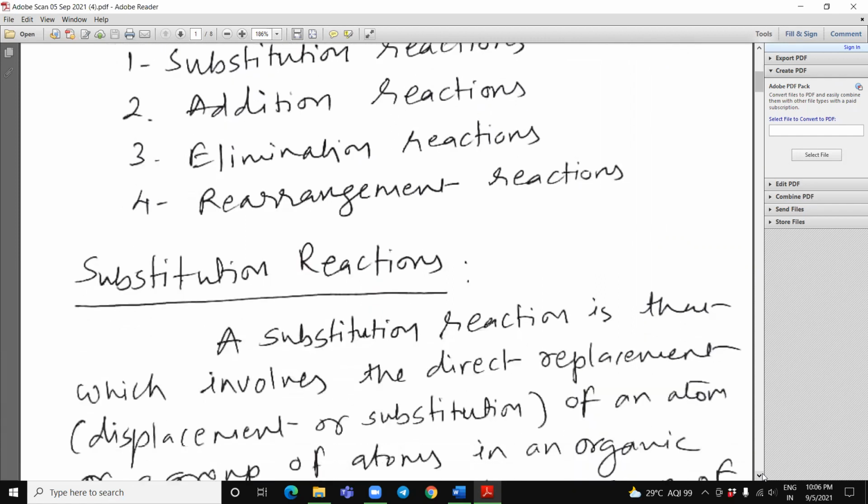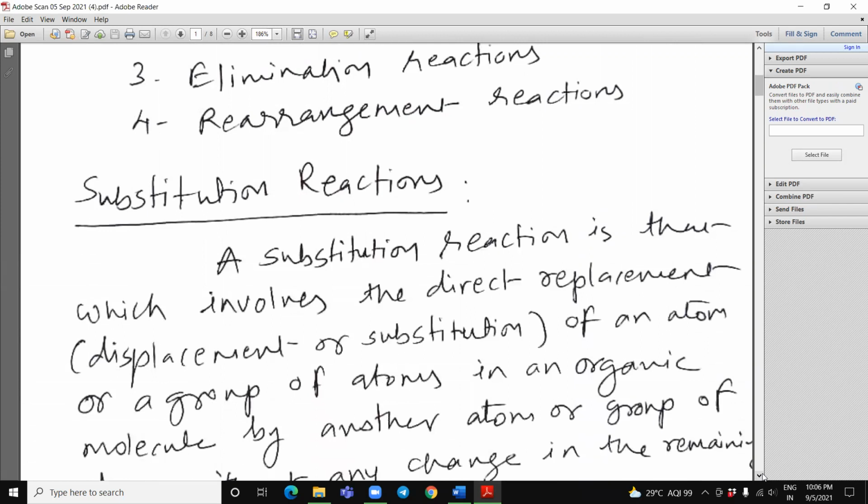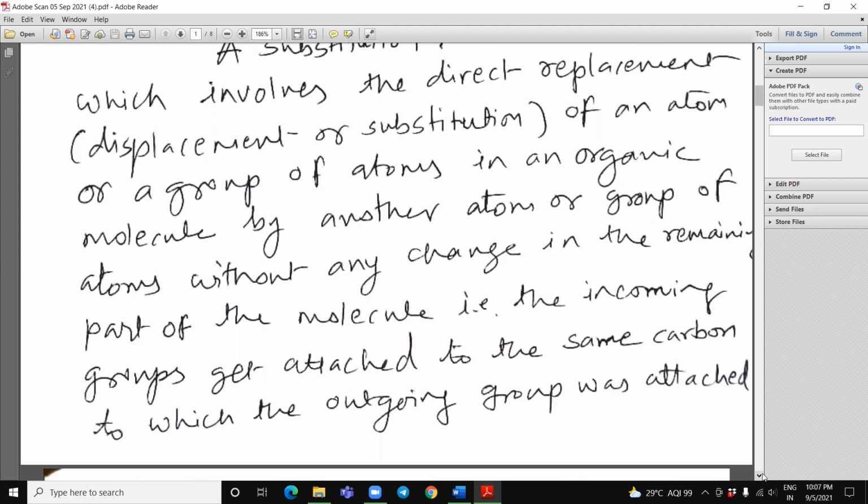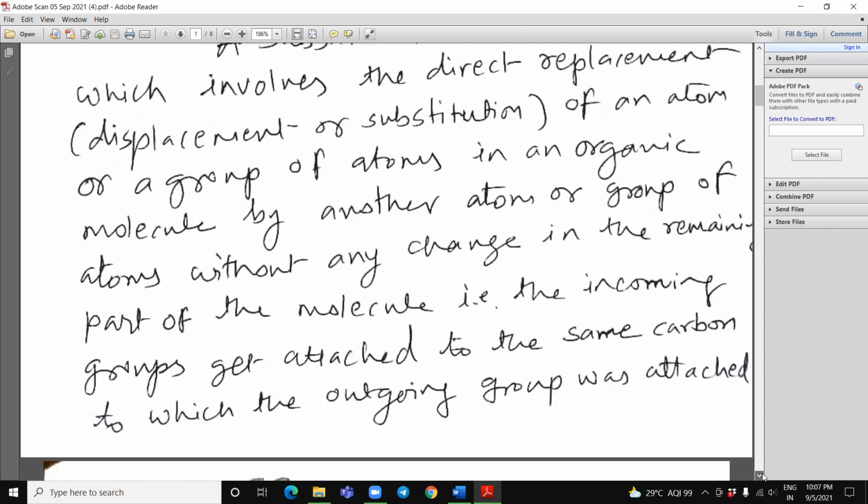Substitution reactions. A substitution reaction is that which involves the direct displacement or substitution of an atom or a group of atoms in an organic molecule by another atom or group of atoms without any change in the remaining part of the molecule. That is, the incoming group gets attached to the same carbon to which the outgoing group was attached.